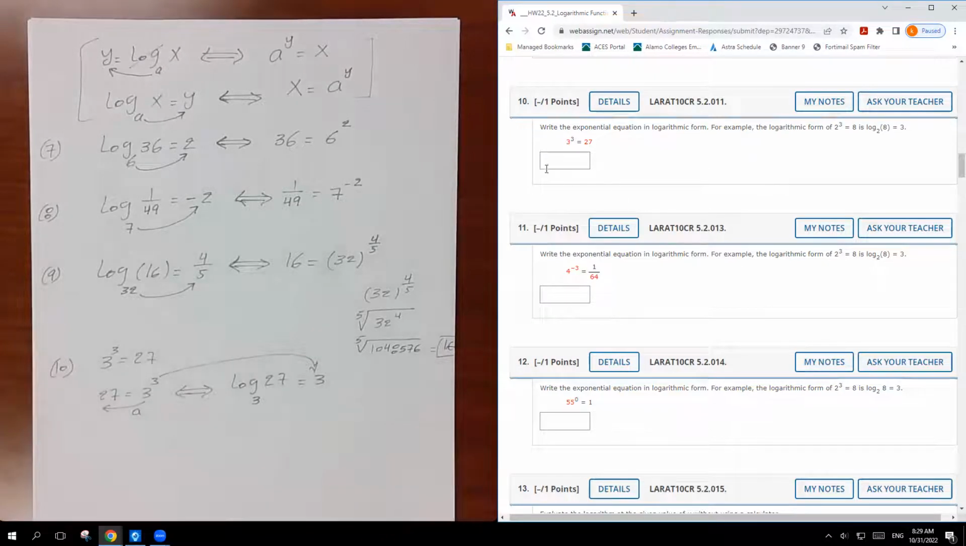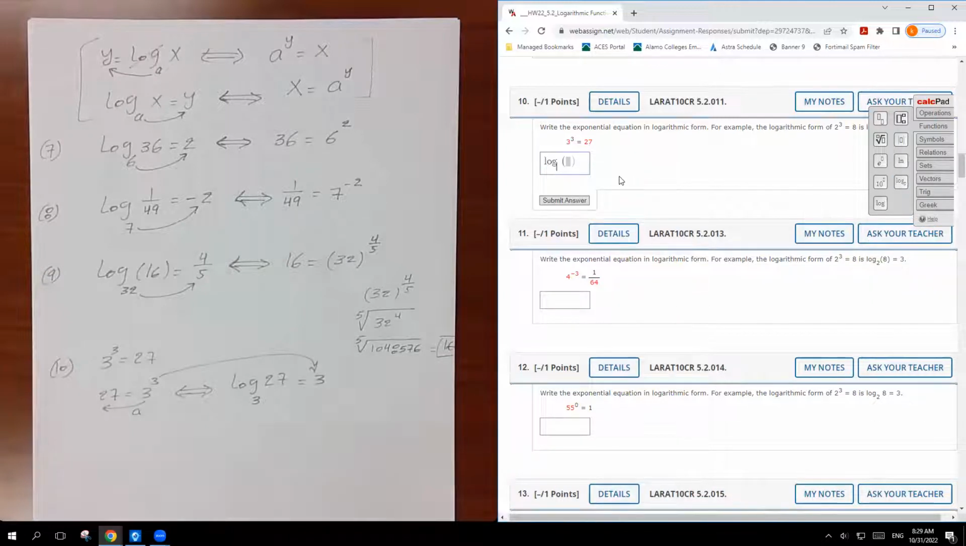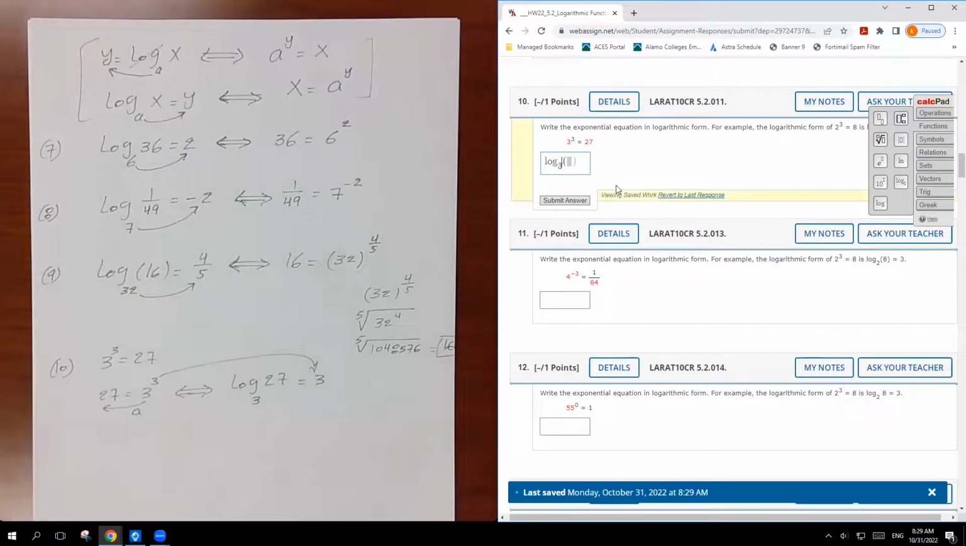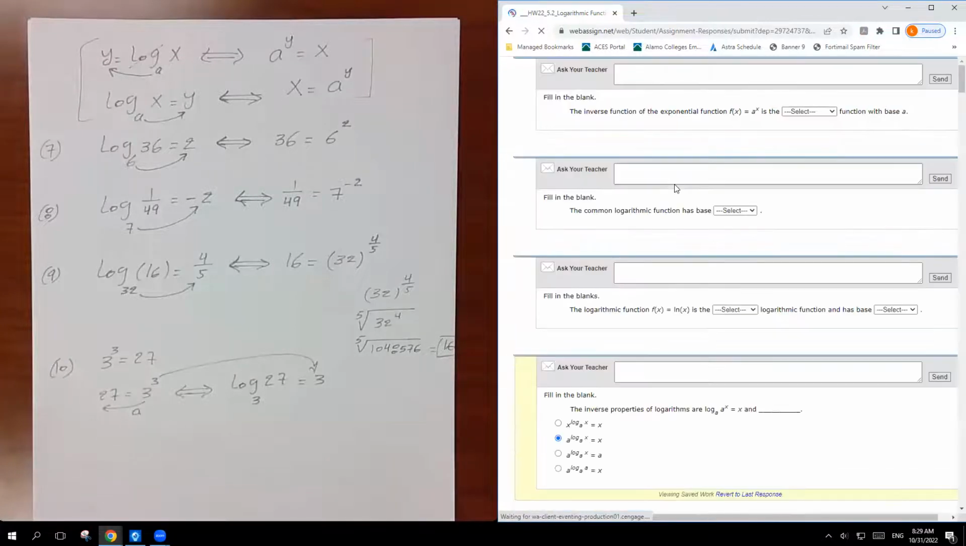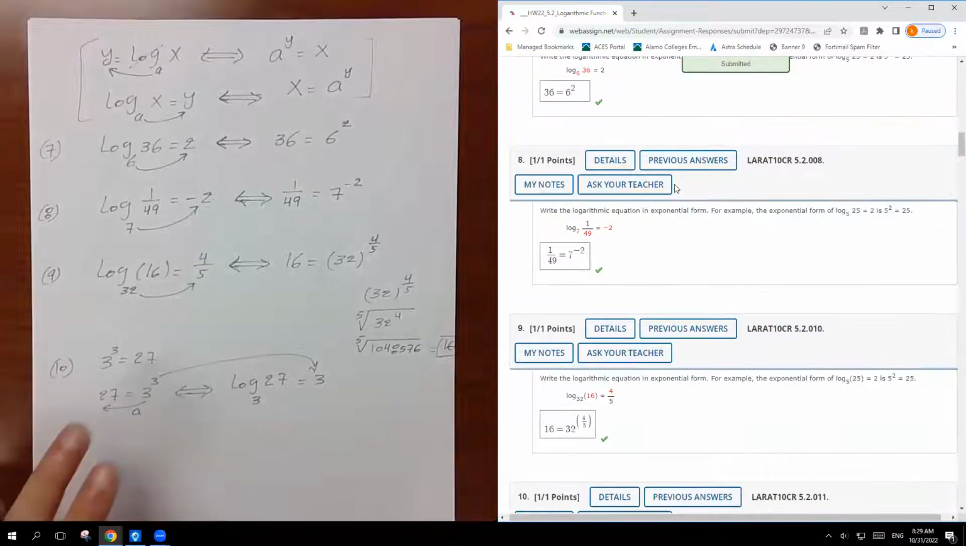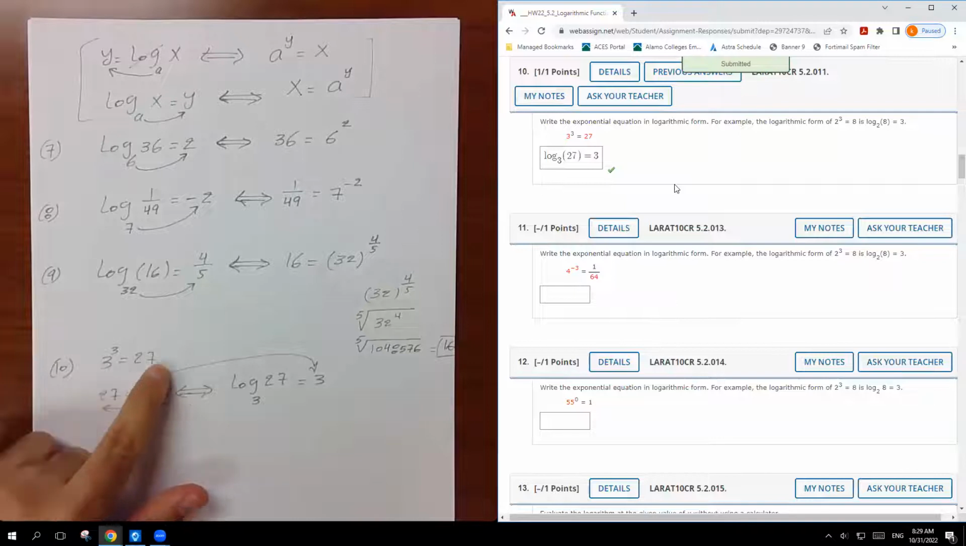So we're going to type, I'm going to write down the log, which is in functions. Yeah, here's log to the base. So I'm going to write down log to the base 3 of the number 27 equals 3. This is the log form for this one. And the same thing, if you use this one, you're going to move the base to the other side, but you have to write down the log here.